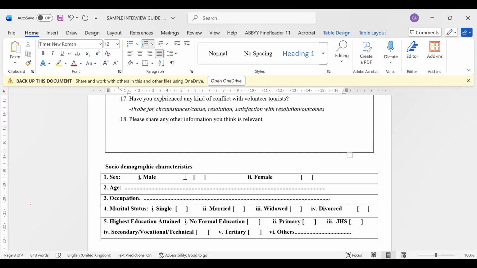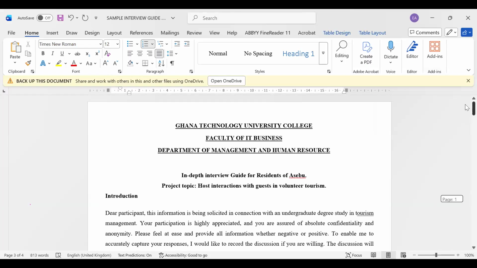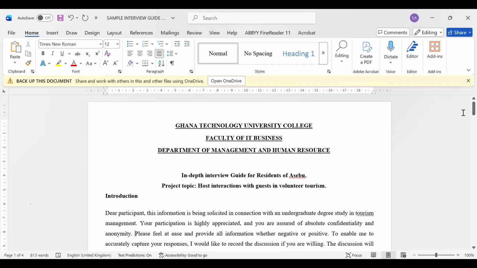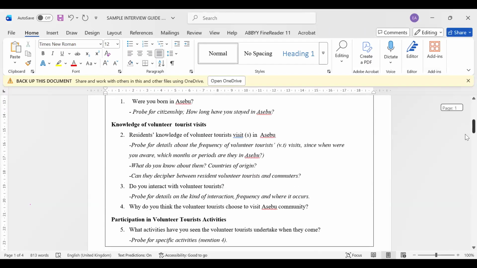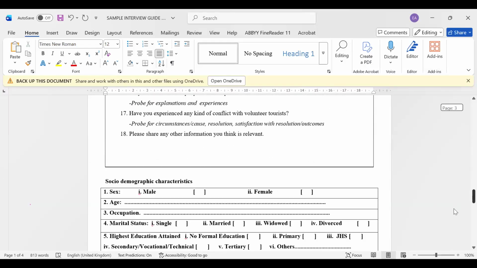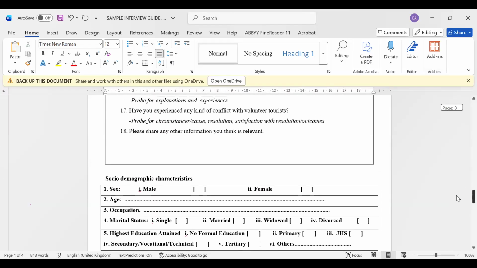Don't write people's names because you have indicated that the study is anonymous, confidentiality, and so on. So you don't ask people's names. And if they offer their names, you say, please, don't tell me your name. Don't give me any identifying features.